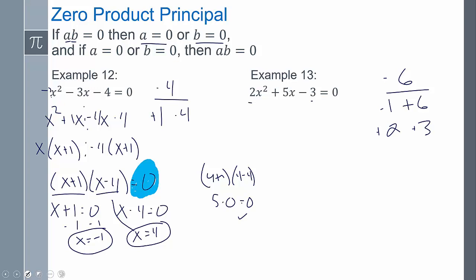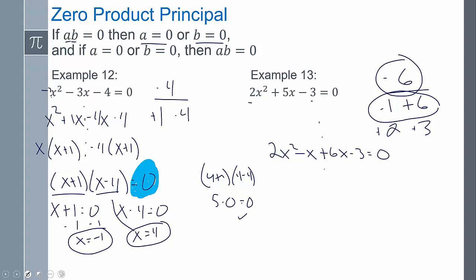So remember, we have to get a -6 if I multiply. So the only way I'm getting a -6 is if it's those two. +2 times +3 does not give me -6. So 2x squared minus x plus 6x minus 3 equals 0.